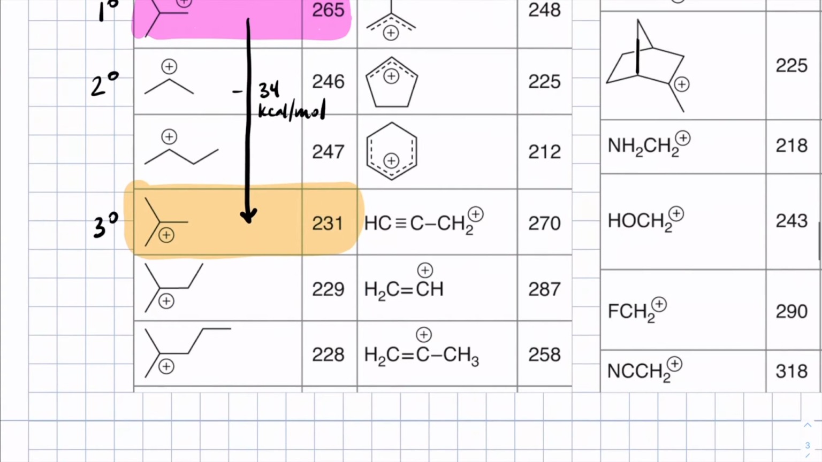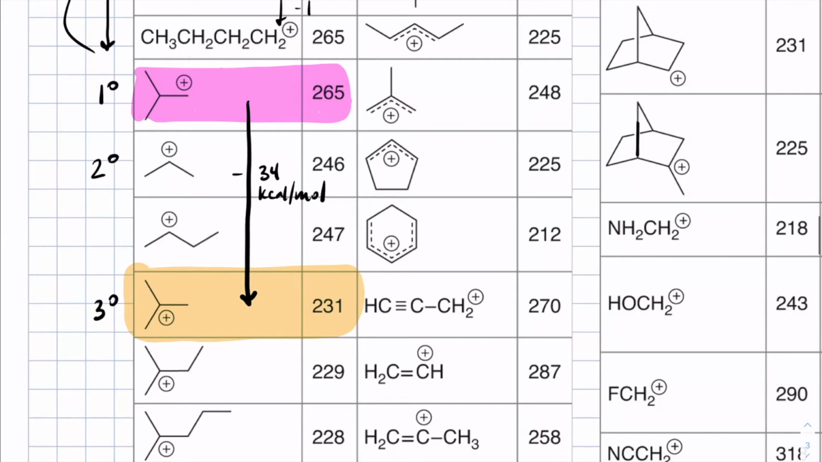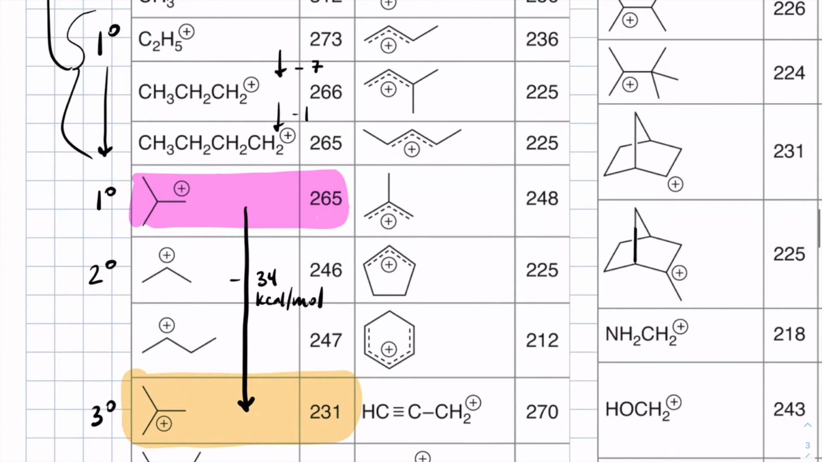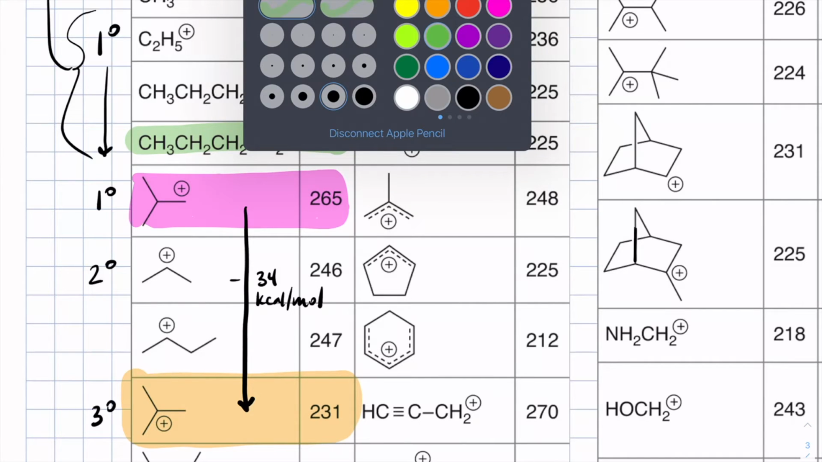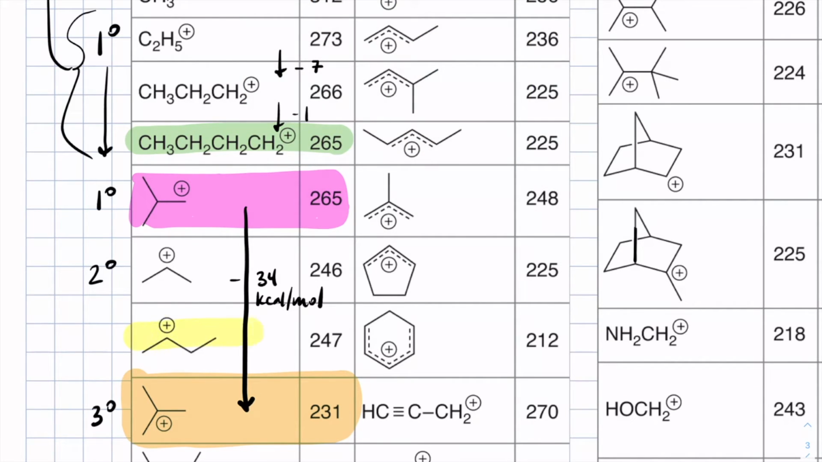All right. Well, what about primary versus secondary? Can we make that comparison? So let's look at the n-butyl carbocation versus the similar butyl carbocation where the positive charge is on the more substituted carbon. And you see that by going from 265 to 247, we're downhill by about 18 kilocalories per mole.